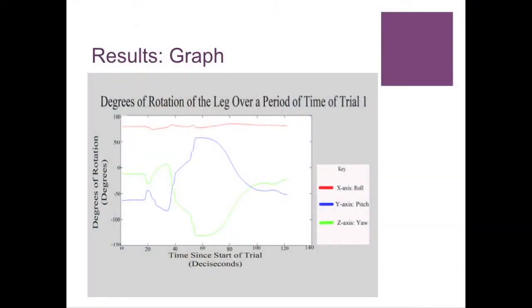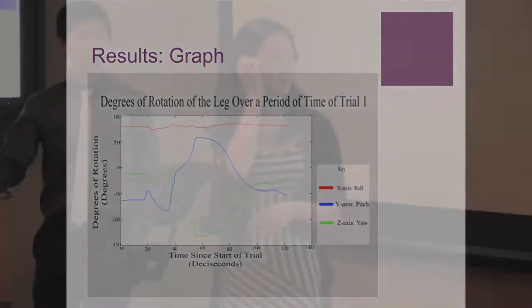These are the results from the trial that you just saw. The red line represents the roll, the blue line represents pitch, and the green represents yaw. The first thing you might notice is that the x values remain constant along the entire time. This is a sign of good technique because for the leg to roll around the x-axis, we need to twist the leg, and during an Arabesque turn, it should be kept as straight as possible.